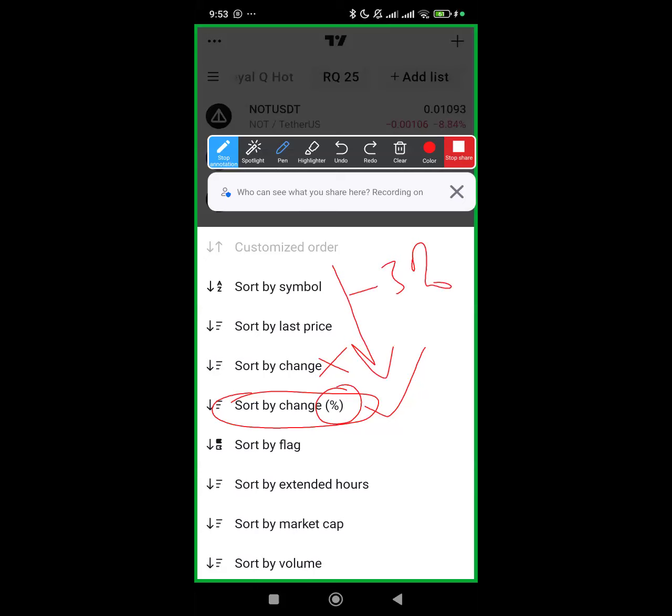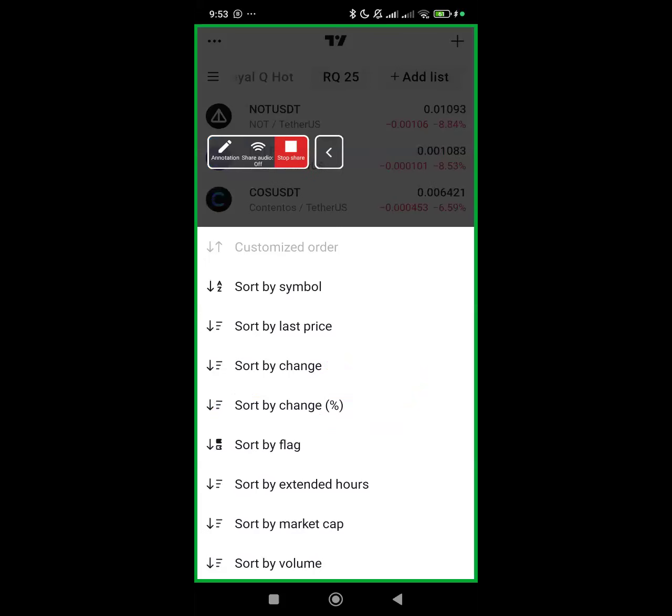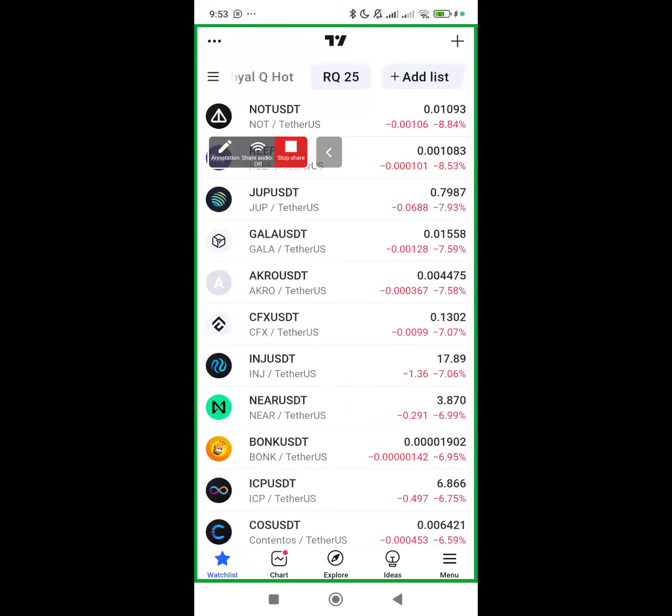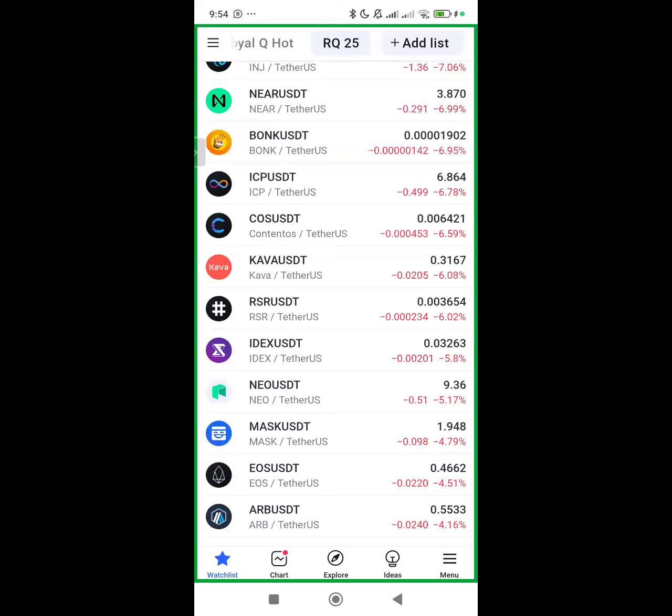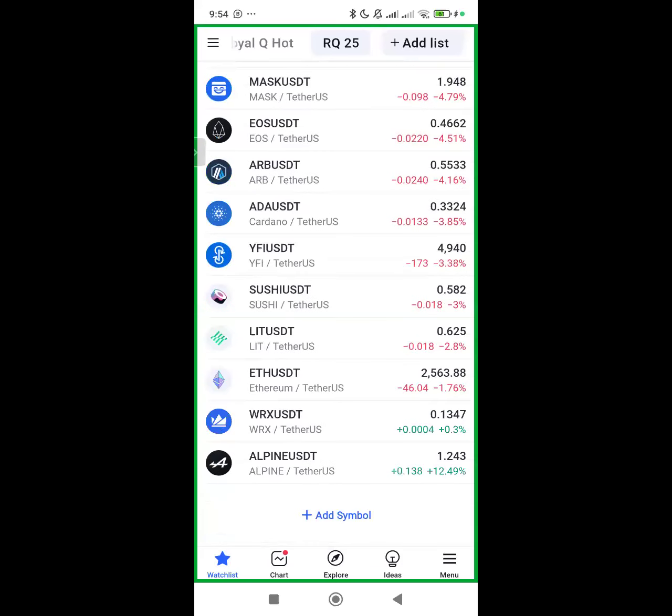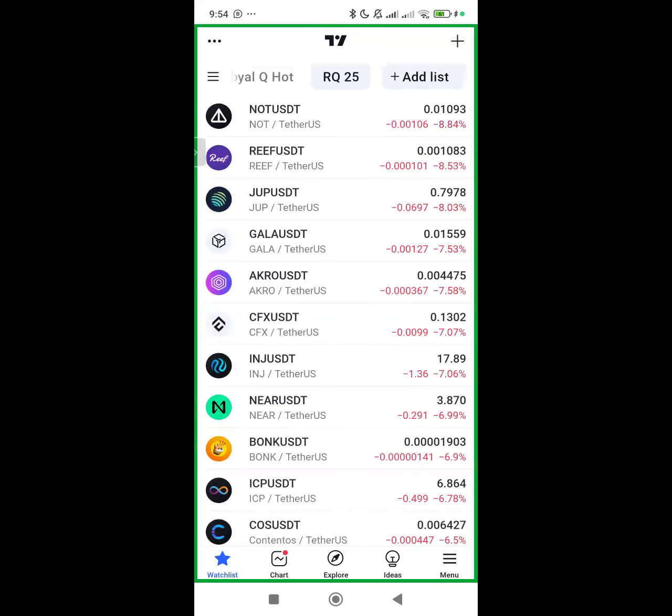Now, let's do that so we see what happens. I'll tap on it. Look, you can see what just happened. It has sorted the coins, and the ones that have dropped down in price, that have dipped, are at the top, while the ones that are doing well, which are just 2, are at the bottom. So in fact, today is a very good day to see a lot of signals.